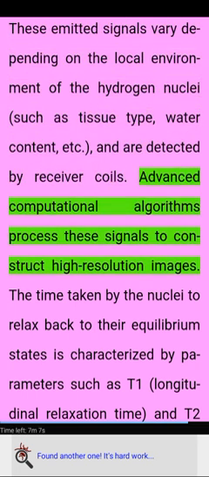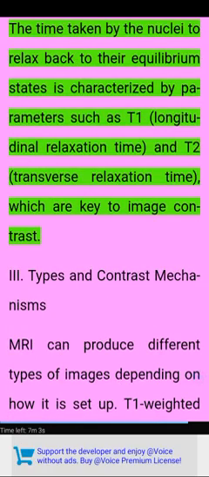Advanced computational algorithms process these signals to construct high-resolution images. The time taken by the nuclei to relax back to their equilibrium states is characterized by parameters such as T1, longitudinal relaxation time, and T2, transverse relaxation time, which are key to image contrast.